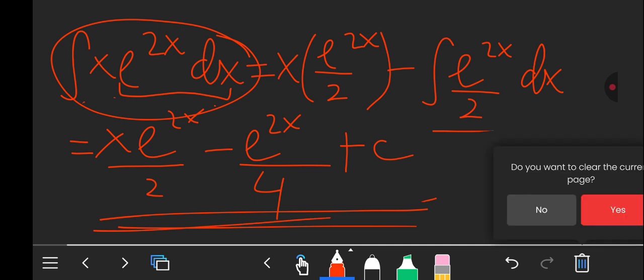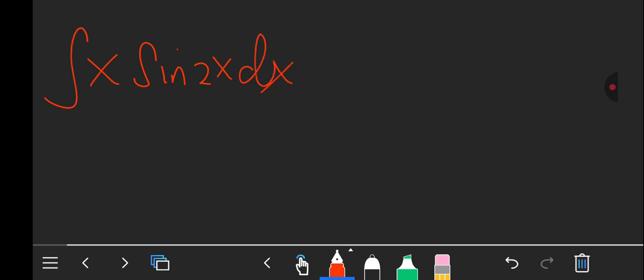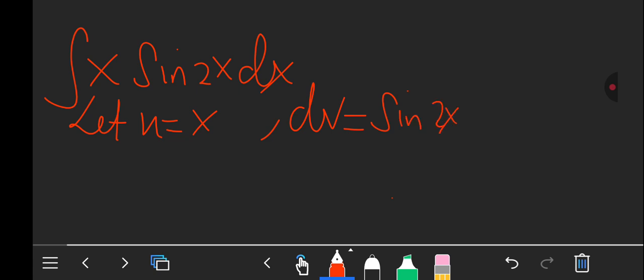Okay, let's look at another question. Let's say you've been told to integrate x sine 2x with respect to x. So let our u be equal to x. Our dv is what remains, which is sine 2x dx. Then what is the derivative of u? So u prime is just 1, but we need to add dx.